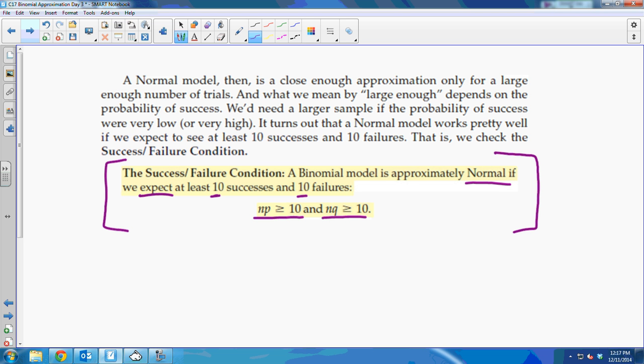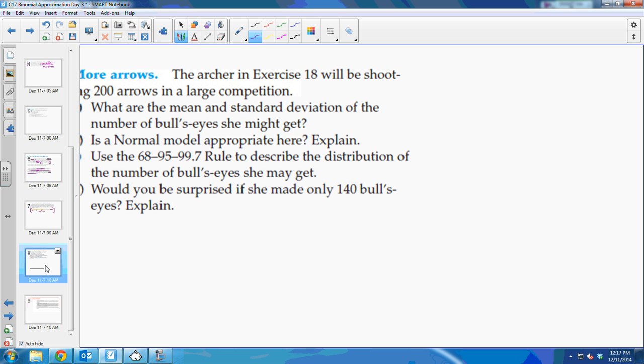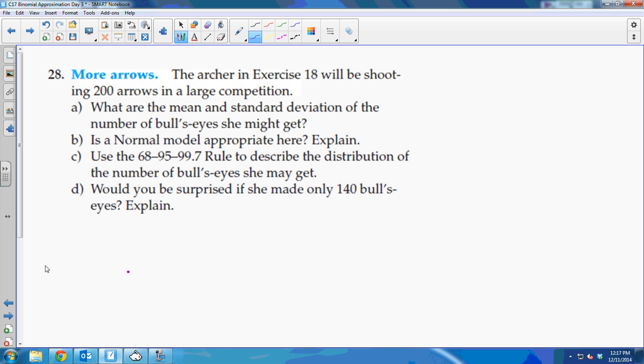So I'm going to do one problem. The archer in exercise 18 will be shooting 200 arrows in a large competition. What are the mean and standard deviation of the number of bullseyes she might get? So we're using geometric or binomial? Binomial.